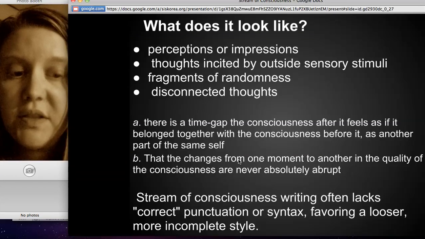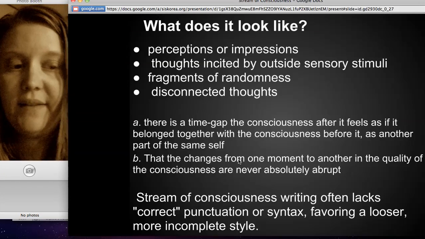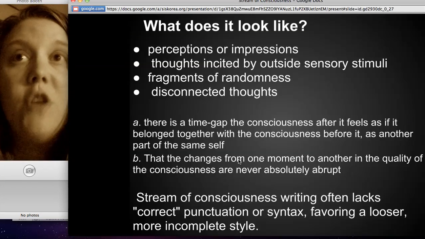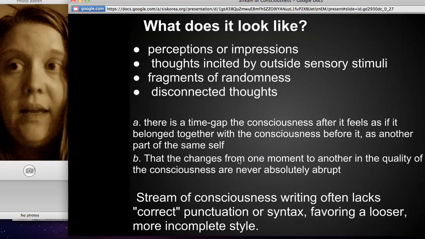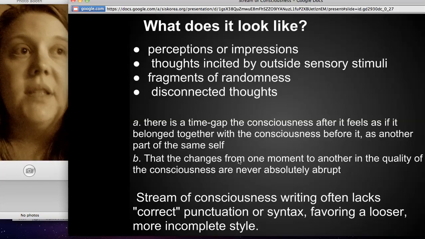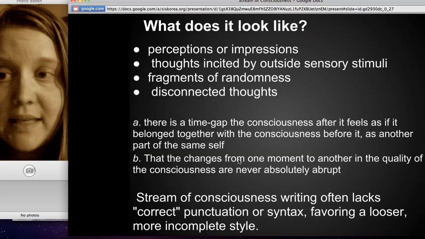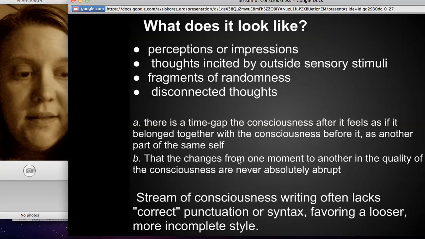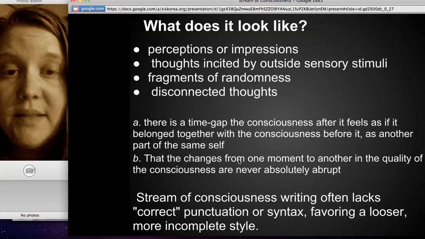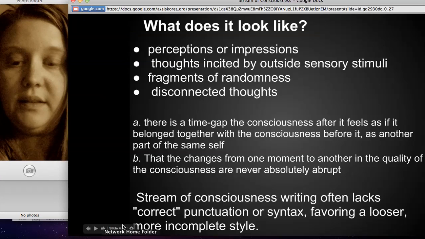So, stream of consciousness writing often lacks correct punctuation or syntax, favoring a looser, more incomplete style. Again, showing how the mind is functioning, not how the grammar police are functioning, but just how the mind works. So the mind does not always put a period in a sentence. Sometimes the mind has run-on sentences. Sometimes the mind speaks in passive voice. Sometimes it speaks in completely broken syntax.